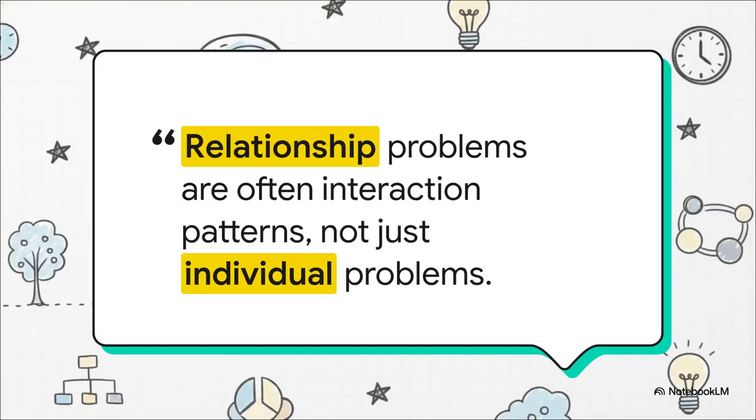To wrap this all up, I want to leave you with this sort of golden rule. Relationship problems are often interaction patterns, not just individual problems. It's a paradigm-shifting thought, isn't it? The next time you consider mental health, try to look beyond the individual to the entire ecosystem of their interactions. Because if our greatest psychological struggles are born in the spaces between us, couldn't our greatest healing be found there too?